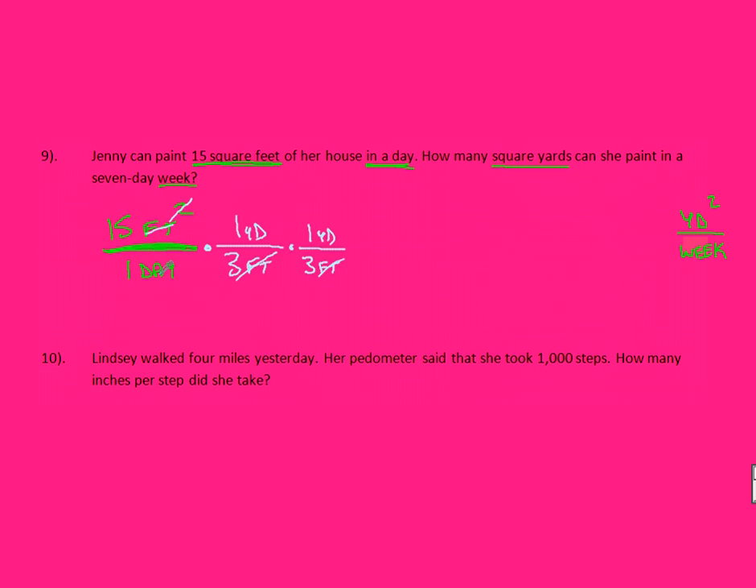I need to make it per week. So to change days into weeks, there are 7 days for 1 week. That means my days have gone away. My unit now is yards squared per week, which is what I wanted.